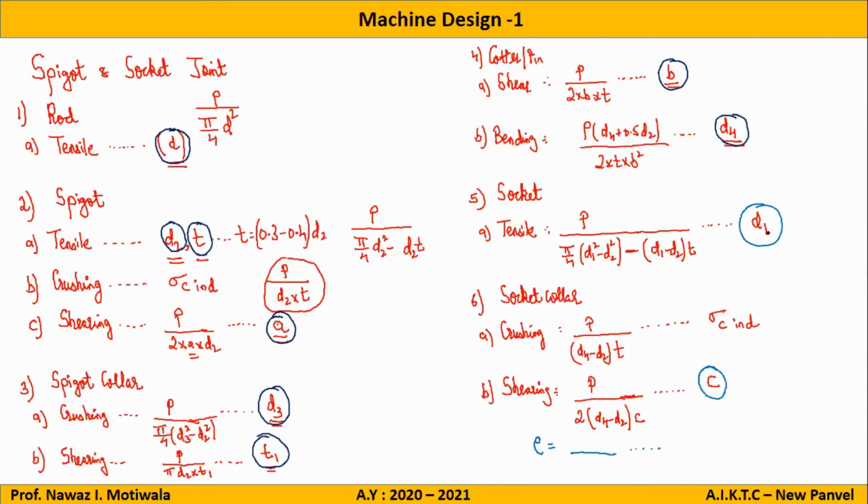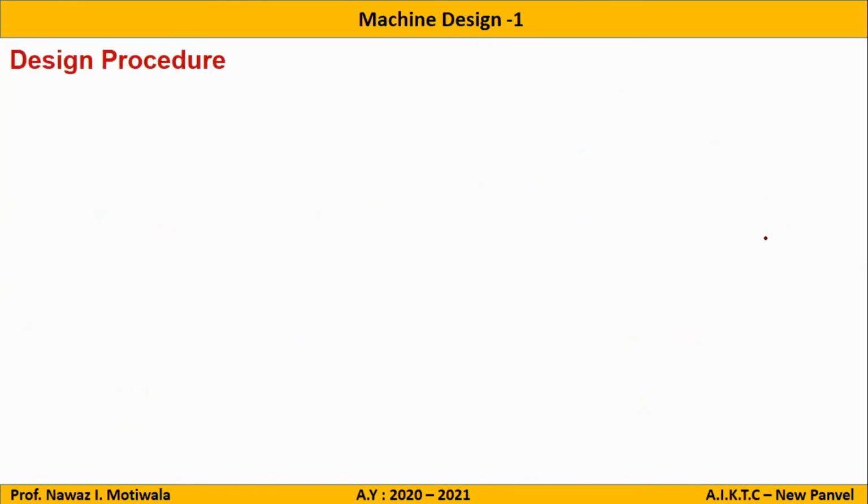And what is D1? Diameter of socket. Which diameter? Outer, inner? Outside. Let's go for the next part, the design procedure.